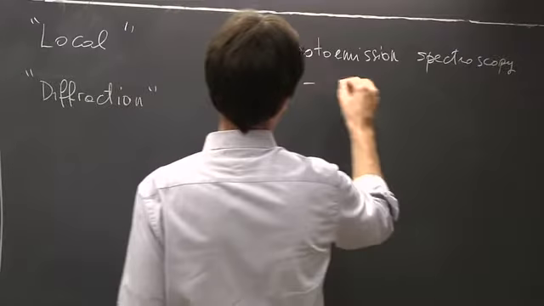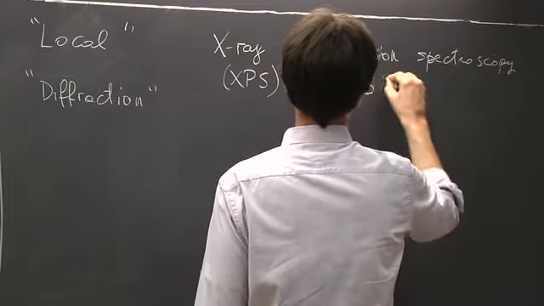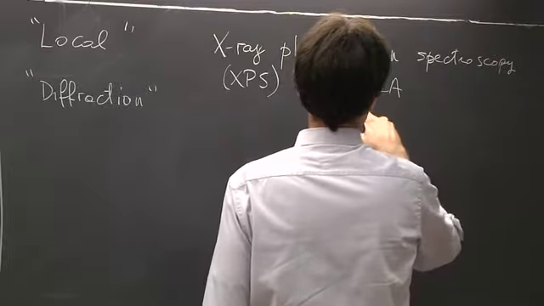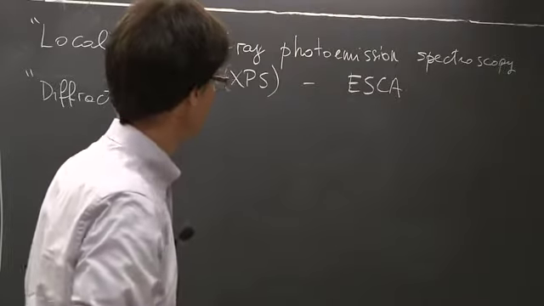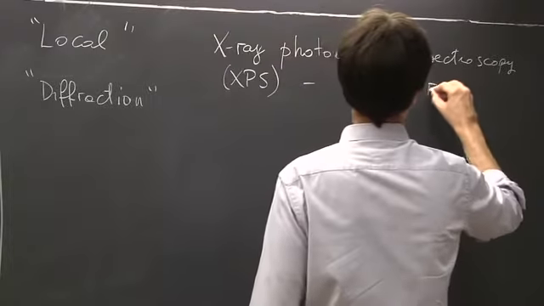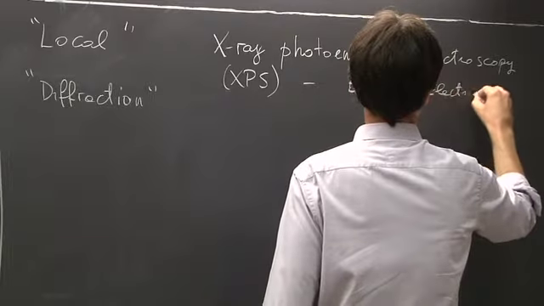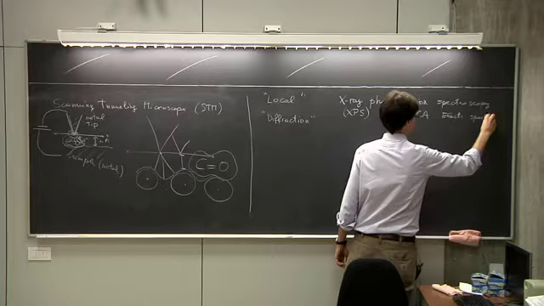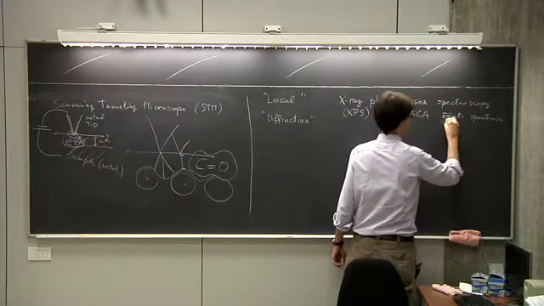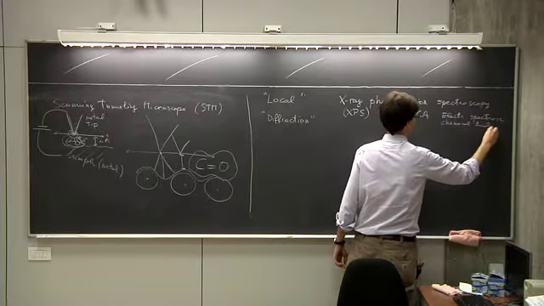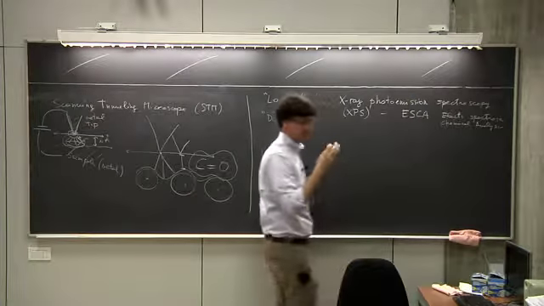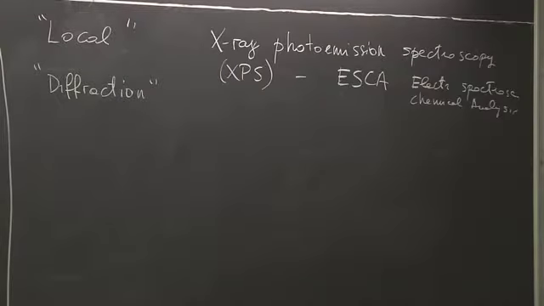In the past, it was also referred to as ESCA, electronic spectroscopy for chemical analysis, I think. So it's electronic spectroscopy for chemical analysis. This is also Nobel Prize, 80s, I think. What is the principle?